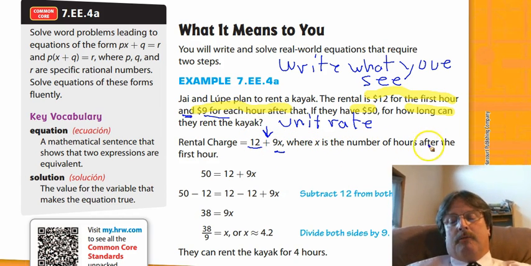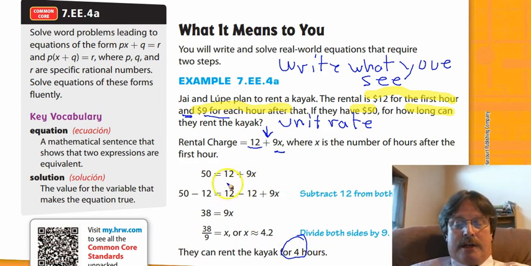So where x is the number of hours after the first hour, they define that for us. So we set the equation up, because we have $50, so 50 equals 12 plus 9x. So they get through and they're going to do some equation solving here, which you guys are going to learn about through the modules. And they come down and they show the answer is they can ultimately rent for 4 hours. This is the part that we're going to work on through the module to help.